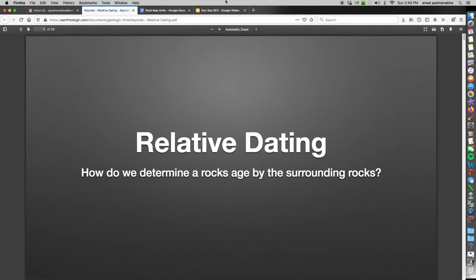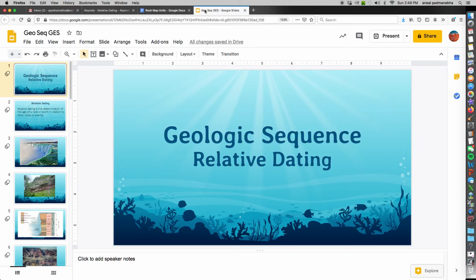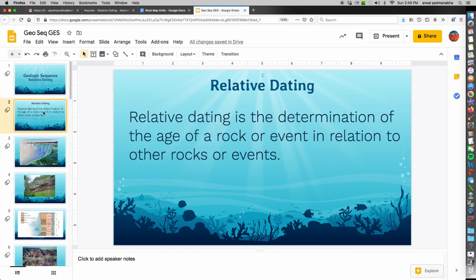So now I'm going to go ahead and cruise over and take a look at this GeoSequence GES Google Slide sheet. And I'm going to keep it in this form, kind of go back and forth between the rock unit sheet. So here we're going to do some relative dating, which is the determination of the age of a rock or event in relation to other rocks or events.